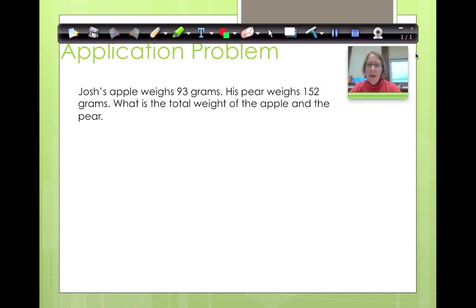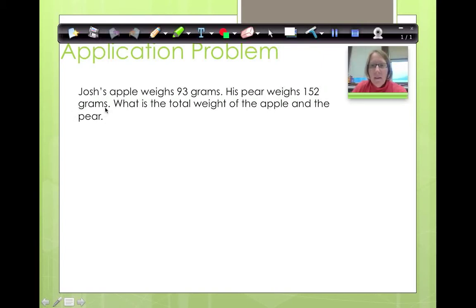Alright, first we're going to do an application problem. So, here's our problem. Josh's apple weighs 93 grams. His pear weighs 152 grams. What is the total weight of the apple and the pear? Oops, there should be a question mark right there.